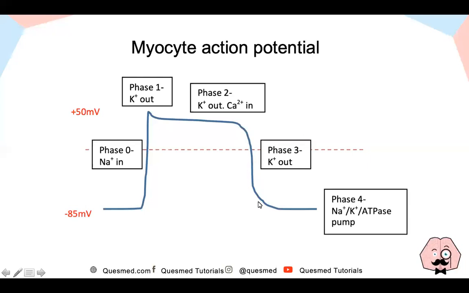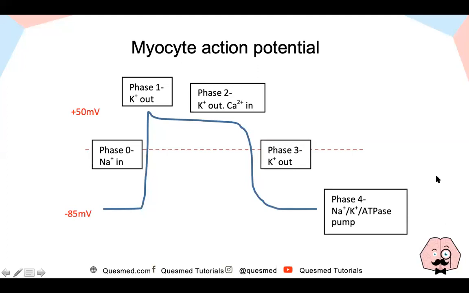Phase 3 is as potassium starts to flow out of the cell, or continues to flow out of the cell, until we get to our resting membrane potential again, minus 85 millivolts. And then phase 4 is our myocyte starting to return all of the ions back to normal via the sodium potassium ATPase pump.